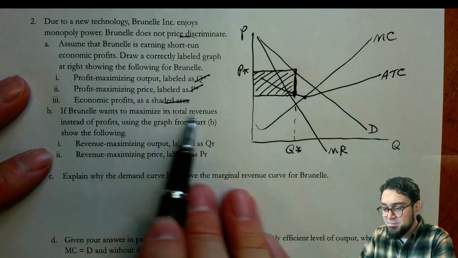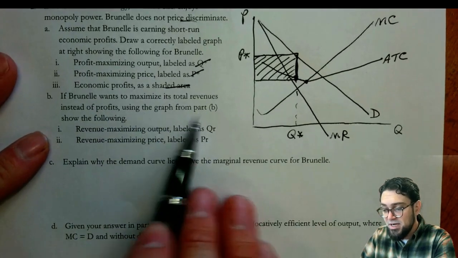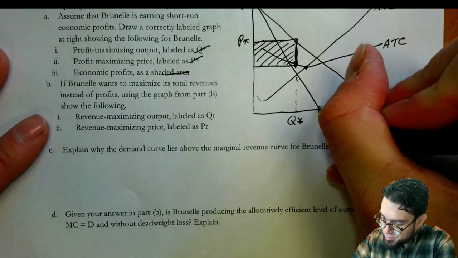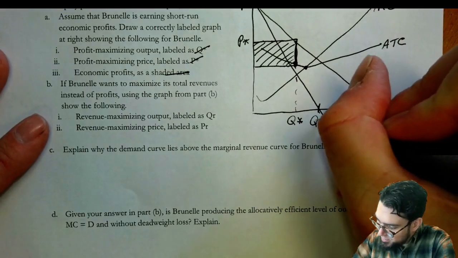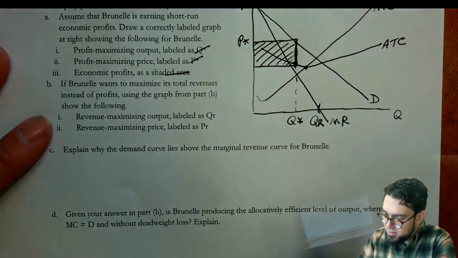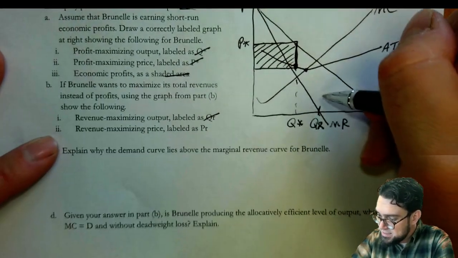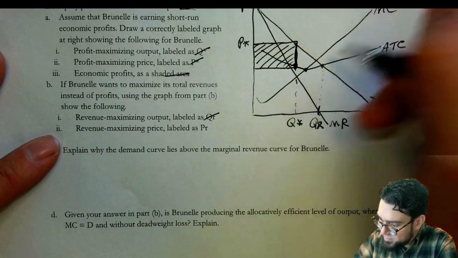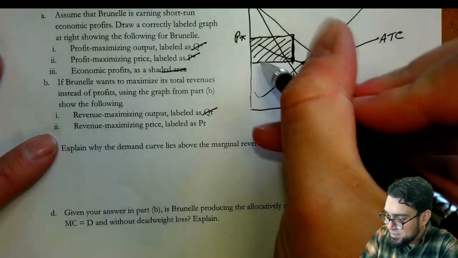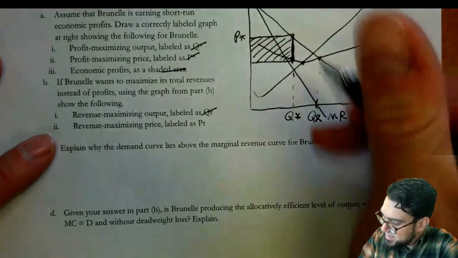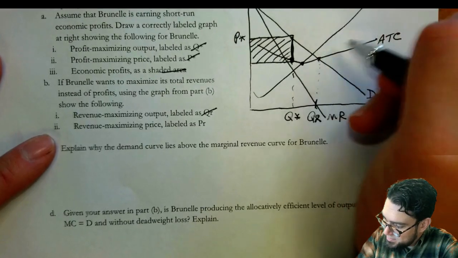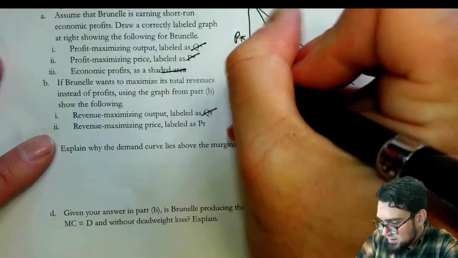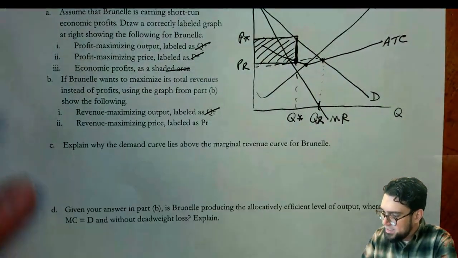If Brunel wants to maximize its revenues instead of profits, using the graph from part B, show the following: revenue maximizing output, QR. That's going to be where MR is equal to 0, QR, and the revenue maximizing price that corresponds to that. The way I just drew that, it would intercept wherever the demand curve is. And so I'm going to come back up onto the demand curve and put a little dash marked over and say PR right here.